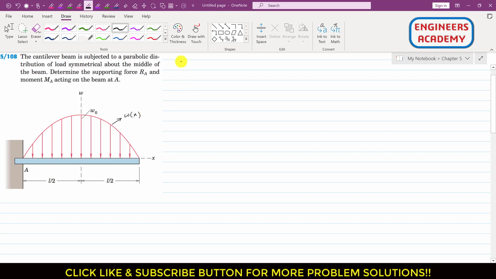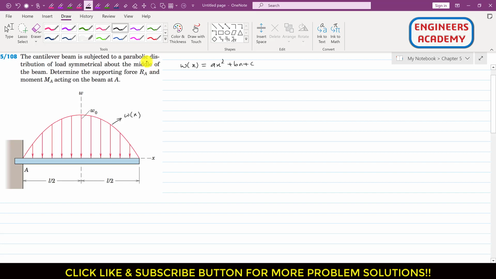So as we know that since it's a parabolic curve, and since it's a second degree curve, its general form is ax square plus bx plus c. So first we have to find these constants a, b and c, right? Then we will be able to find the resultant of this distributed load, which is represented by this parabolic distribution load, right?